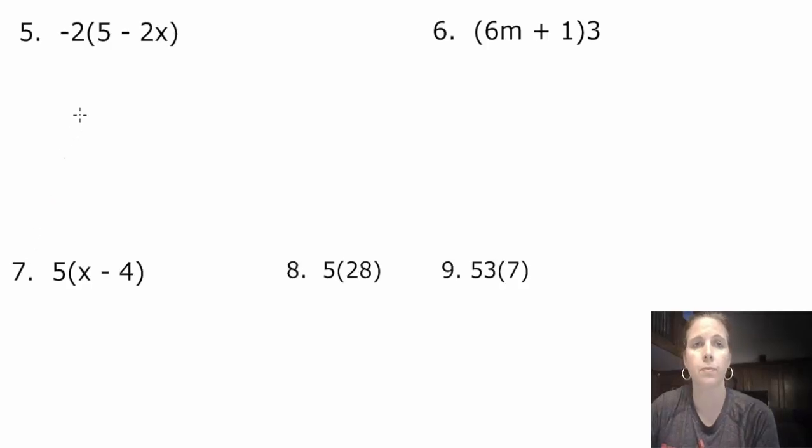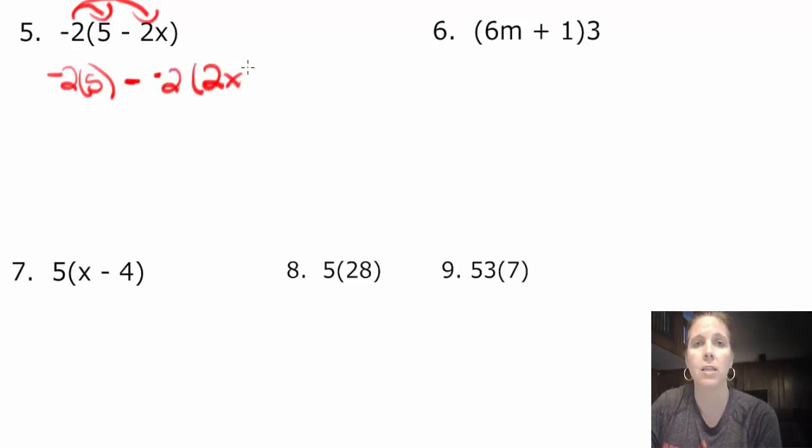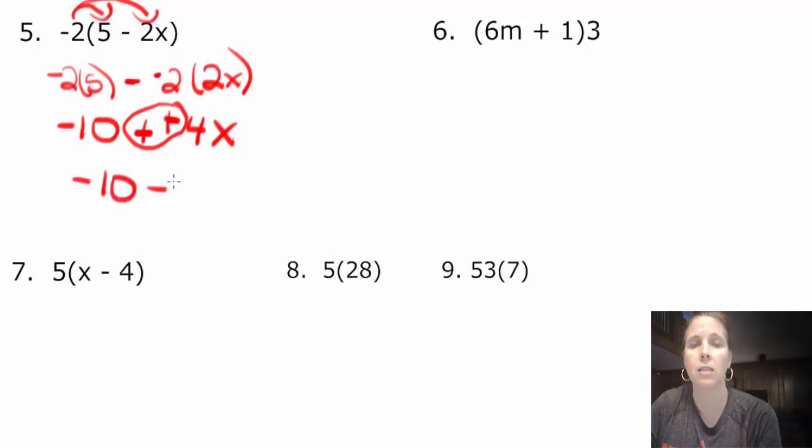Okay, number 5, we're going to do some more. So negative 2, we have to take that negative with it. Negative 2 times 5 minus negative 2 times 2x. So we have negative 2 times a positive 5, which is a negative 10, minus negative 2 times positive 2, negative 4x. Please do not leave those two negatives. What does that become? Remember, cha-ching. So negative 10 plus a 4x.